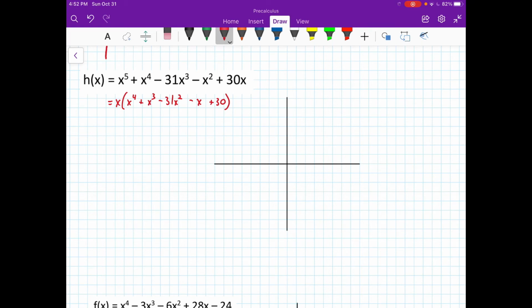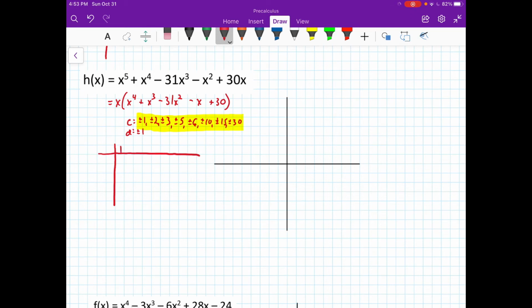Now let's go ahead and use synthetic division with the rational root theorem. So c, factors of 30 are 1, 2, 3, 5, 6, 10, 15, and 30. d, the leading coefficient, is just 1. So c over d is just whatever c is equal to. So we're going to start with synthetic division and hopefully try to find a couple of these.